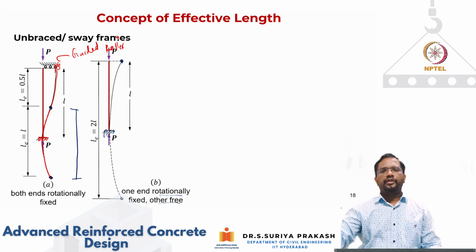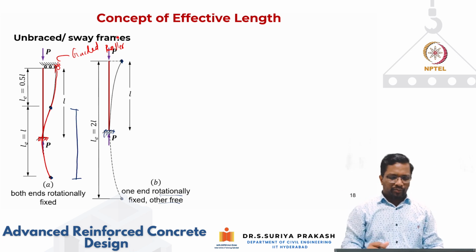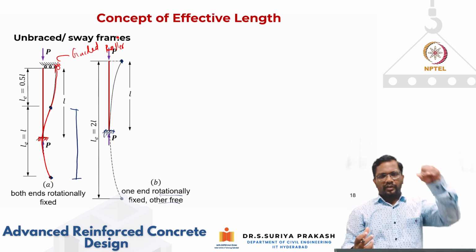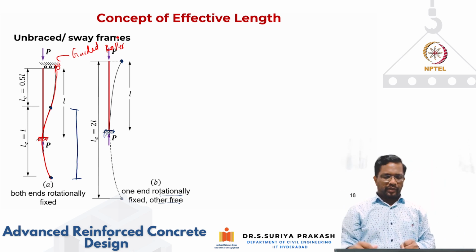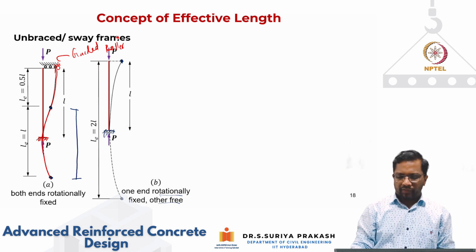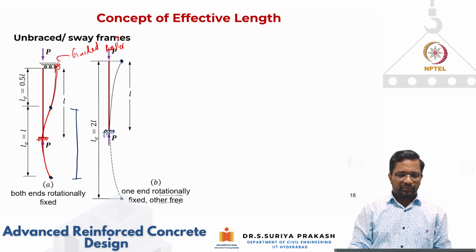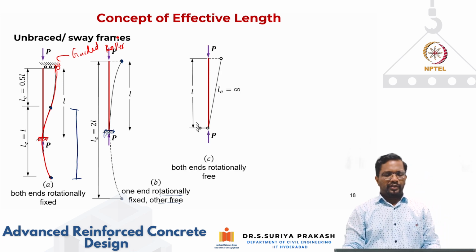And effective length has become now 2 times your unsupported length. So one end is fixed, other end is pinned, but the pinned end is free to move laterally. Such kind of boundary condition, you find that effective length is equal to 2 times unsupported length. So it is increasing, right?